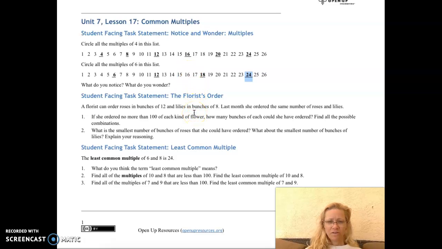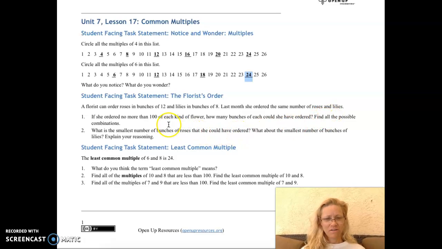Okay. So the next question is, a florist can order roses in bunches of 12 and lilies in bunches of 8. Last month she ordered the same number of roses and lilies. Okay, so we have somebody who's ordering flowers, and she orders the same number of flowers, but she can only order them in these bunches. So the question is, if she ordered no more than 100 of each kind of flower, how many bunches of each could she have ordered? Find all of the possible combinations.